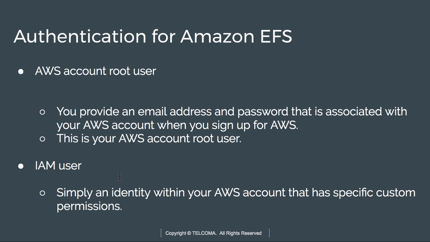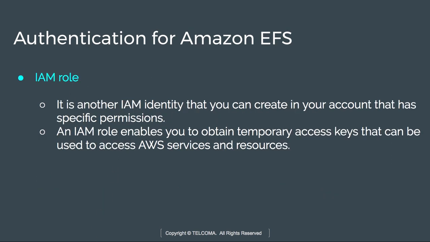Then you have the IAM user. IAM user means Identity and Access Management user, which is simply an identity for your account. Further we have the IAM role. IAM role temporary credentials are used in federated user access. These are used for cross-account access. These are used for AWS services access and for applications that are running on EC2 instances. So this is basically another IAM identity that you create in your account and it has some specific permissions. It enables you to obtain temporary access keys.